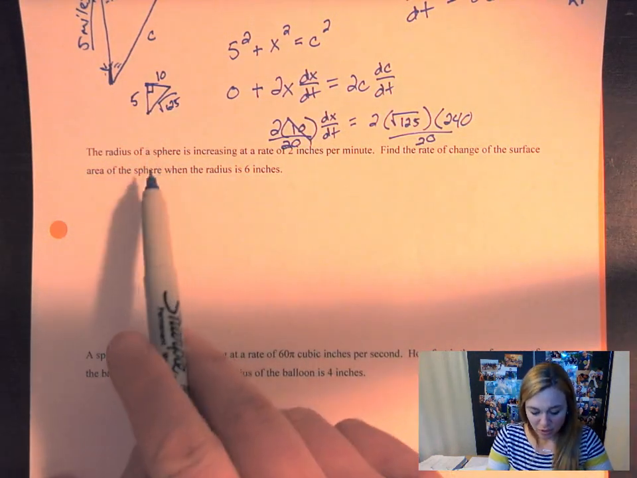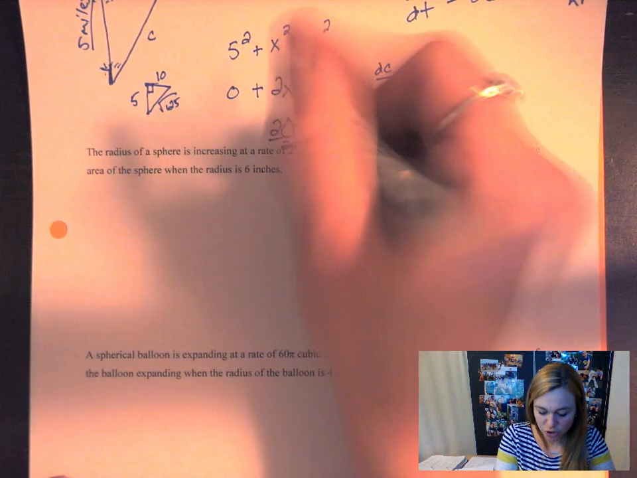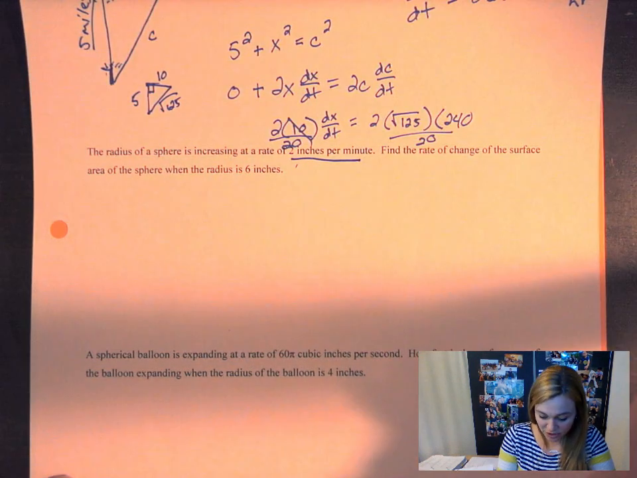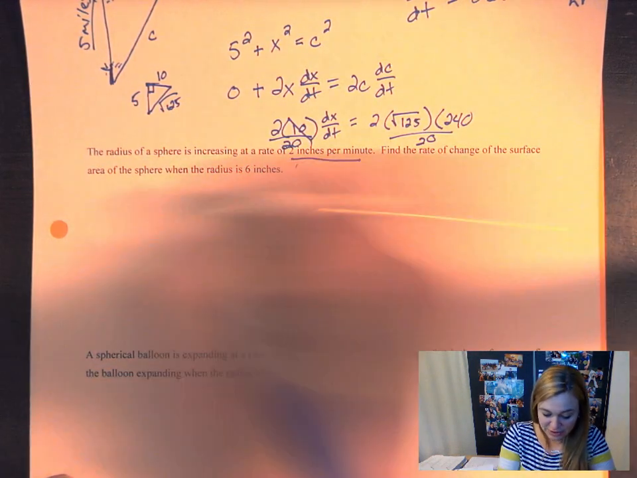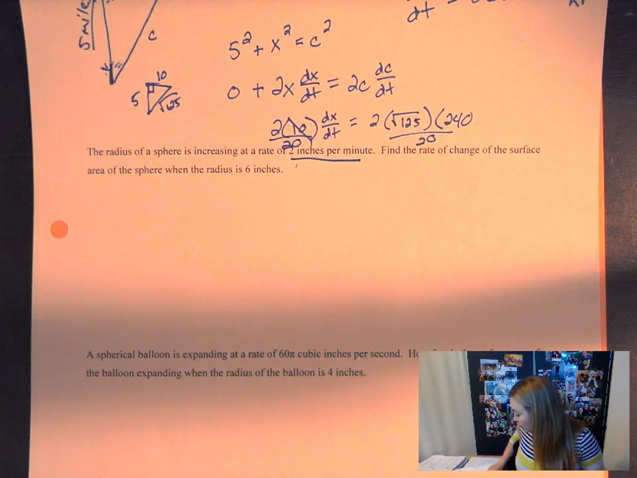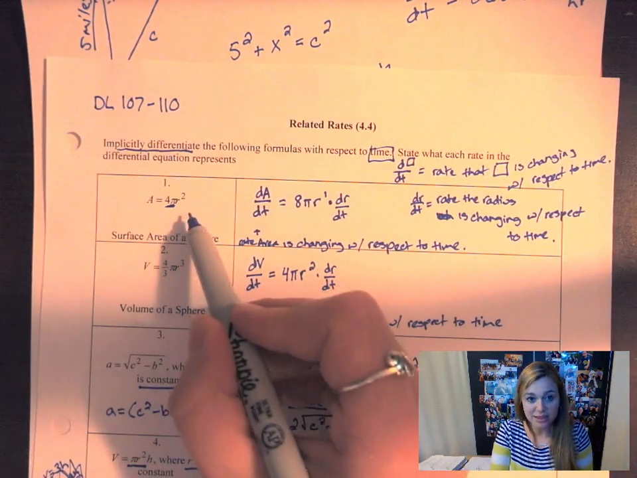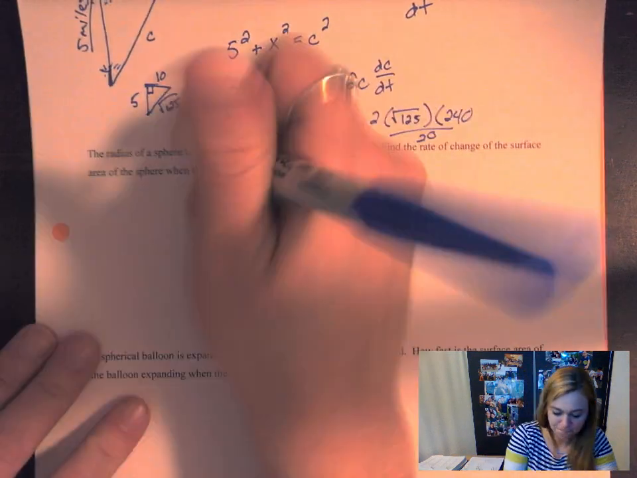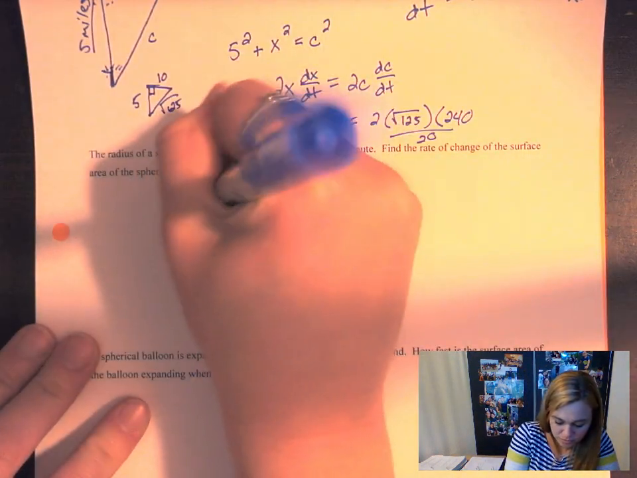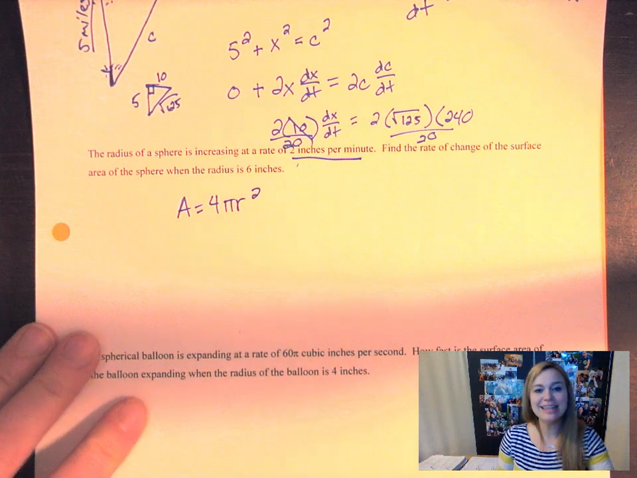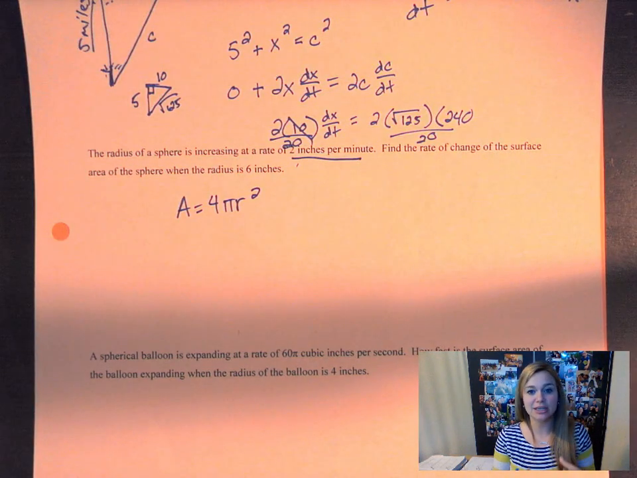Do something. Radius of a sphere is increasing at a rate of 2 inches per minute. So we've got a sphere. Find the rate at which the surface area of the sphere is changing. So you want to go back to, what is the surface area of a sphere? Area is 4 pi r squared. Is there anything that's changing in some way?